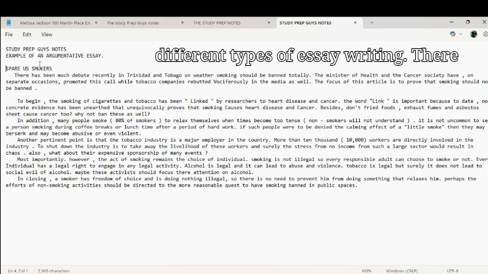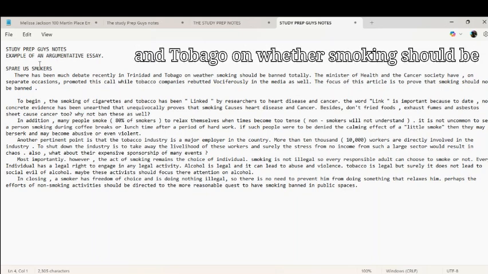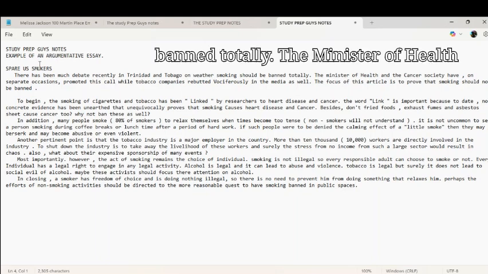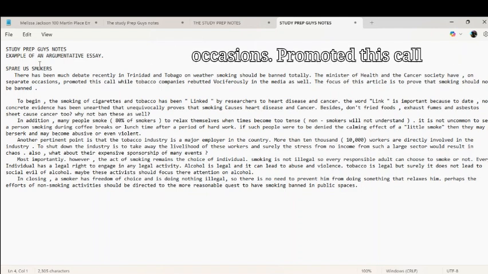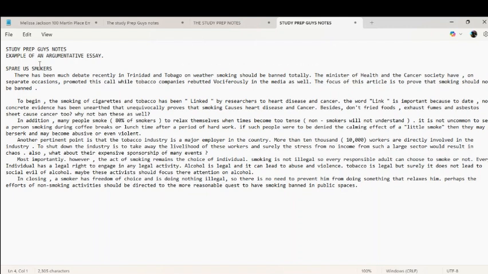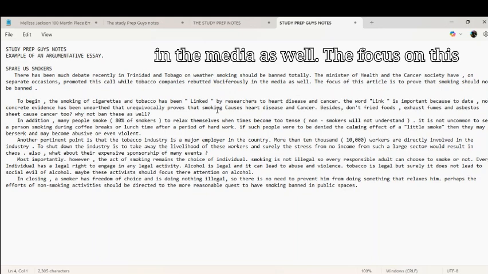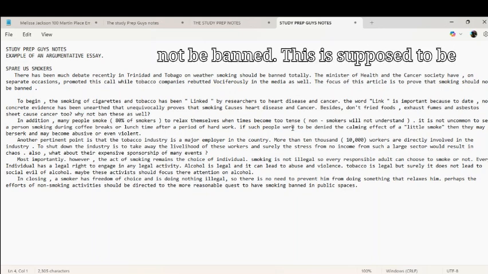There has been much debate recently in Trinidad and Tobago on whether smoking should be banned totally. The Minister of Health and the Cancer Society have, on separate occasions, promoted this call, while tobacco companies rebutted vociferously in the media as well. The focus of this article is to prove that smoking should not be banned.